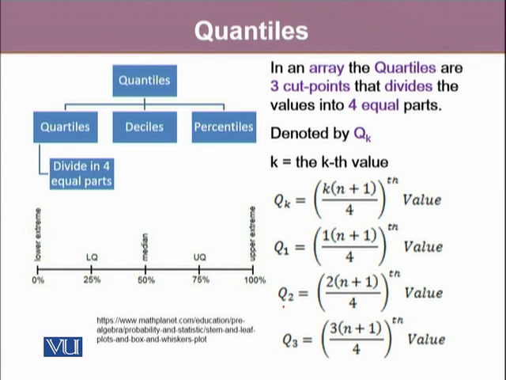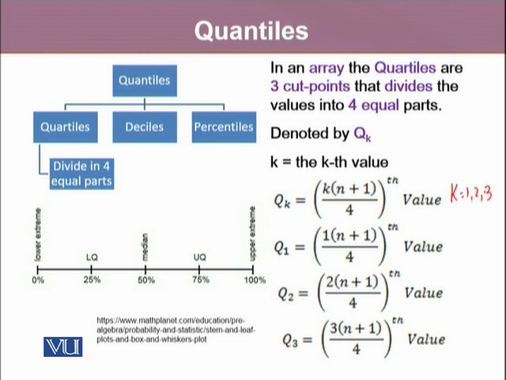The word quartiles comes from quarters, where each quarter contains 25% of the data within it. So in general, we define the quartiles as, in an array, three cut points that divide the data into four equal parts, which are in general represented by Qk, where k is the kth value. k will be 1 if we talk about quartile 1, k will be 2 if we talk about quartile 2, and k will be 3 if we talk about quartile 3.